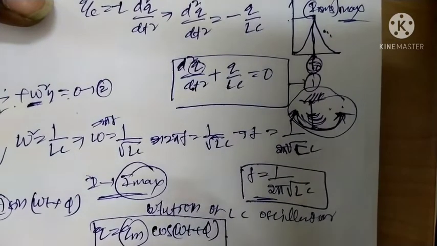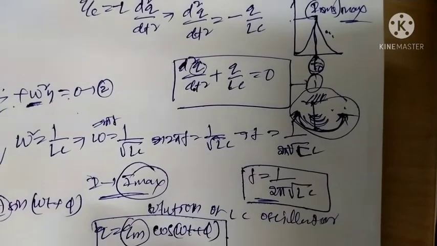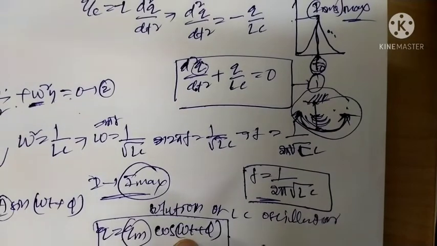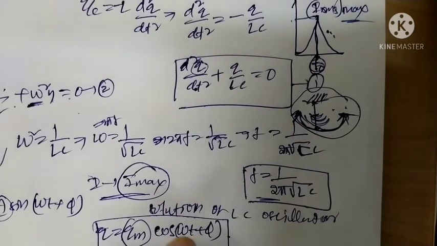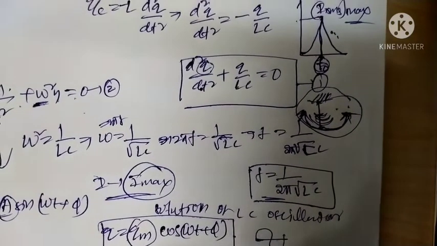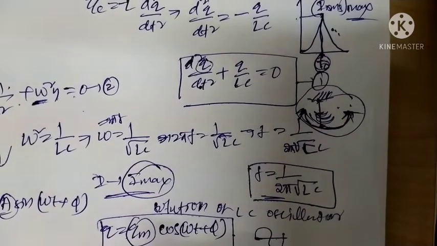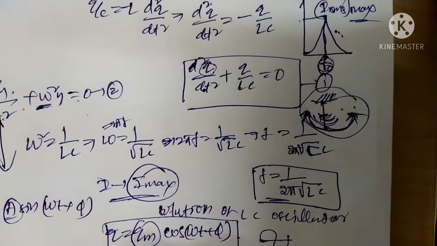We talk about the LC oscillator. This is the solution of the oscillator. Here the charge of the LC circuit varies sinusoidally, that is alternating, like this. Sinusoidal means like a sine wave, or it changes periodically with time. The charge changes with time.